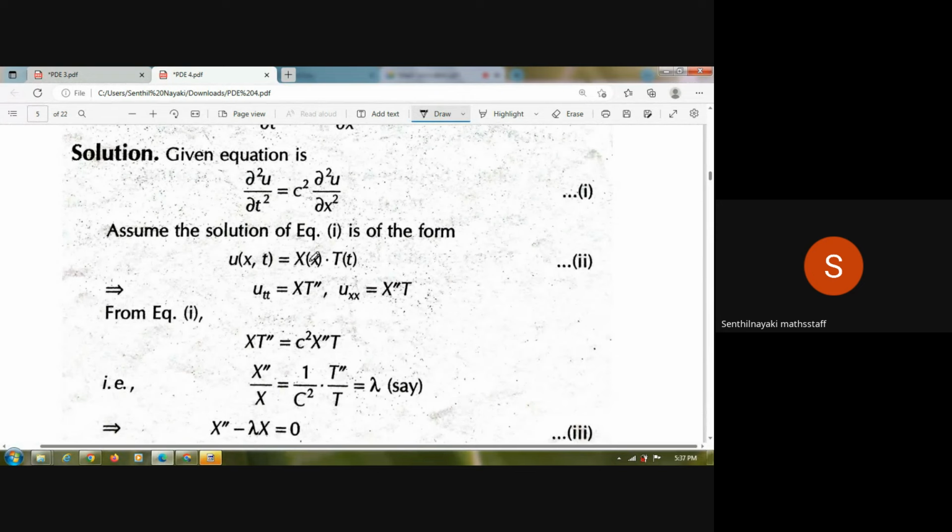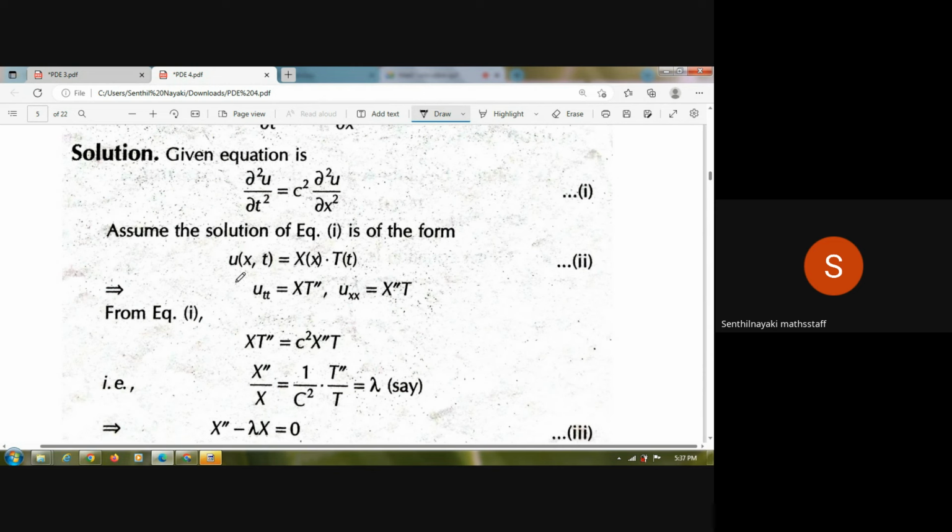Next, we have to find out X(x) and T(t) further, and then the final results can be substituted in equation 2. Then we get the solution u(x,t) for this wave equation. This is the solution procedure. So in this equation, first we have to find the derivatives with respect to t and x. The derivative means second order derivatives.